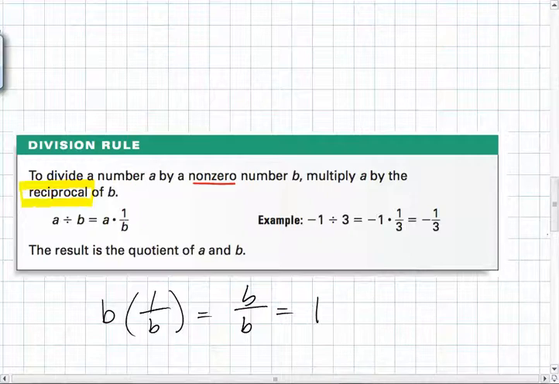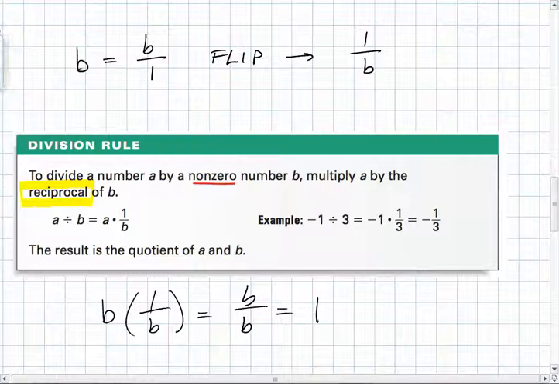Another way to think of this is that finding the reciprocal is the same thing as flipping over the fraction. b is equal to b over 1, and if we were to flip that, you would end up with 1 over b. So there's two ways to think about reciprocals, but it's really important to remember that when you multiply a number by its reciprocal, you always get 1.